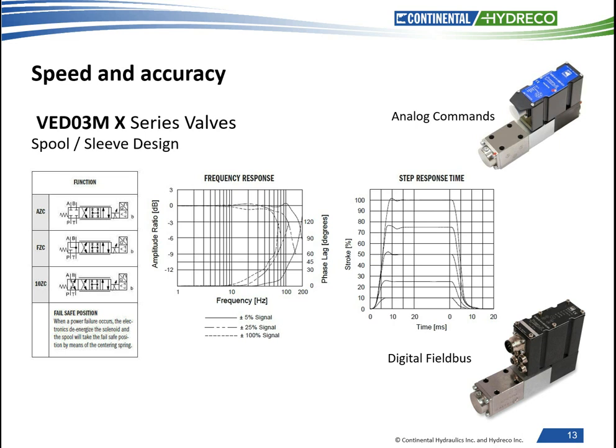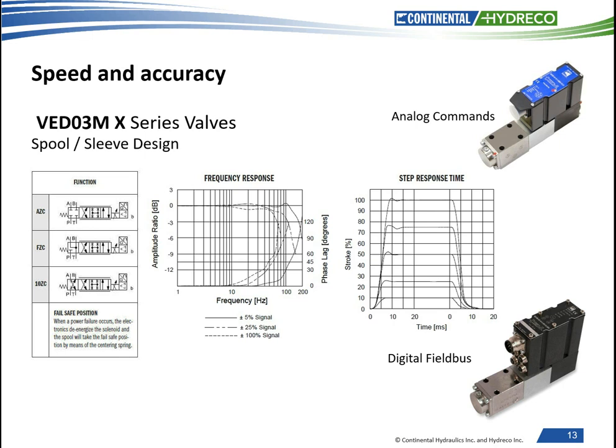The X series. The X series valves are our highest performance products that we offer today. We have a direct operated D03 and D05, high-speed servo performance spool and sleeve valve design, fail-safe spring offset or 4-position design. As shown here, the D03X valve has a step response time down to 8 milliseconds, 160 Hertz operation at 90-degree phase lag, plus or minus 5% signal.